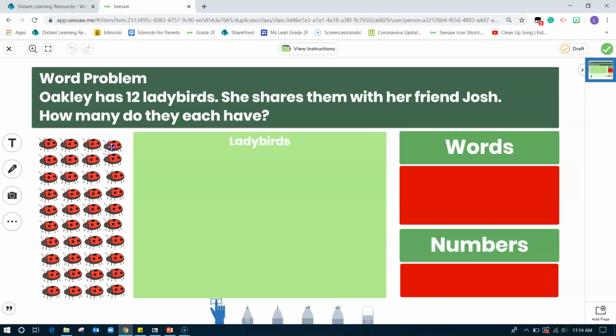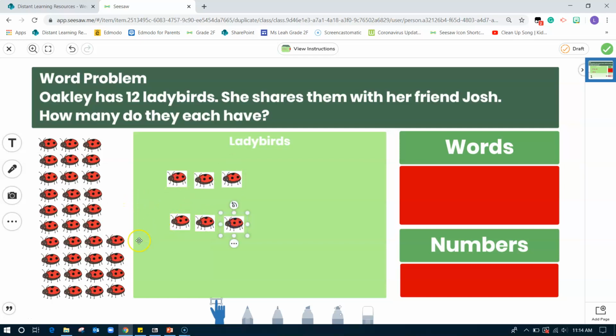1, 2, 3, 4, 5, 6, 7, 8, 9, 10, 11, 12. We need to keep our arrays nice and neat so that they're easy to use as a visual to help us find the answer.